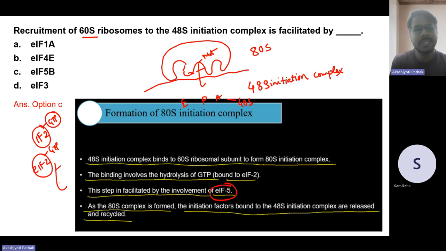Now, but for the association of the 60S ribosome with the 40S ribosome, you require EIF5. Okay. So the initiator tRNA was already present earlier on the P site. So why EIF5? It was present, so that is what I'm explaining. It was present at the P site, but this GTP will only be hydrolyzed when it has to associate with the 60S subunit of the ribosome.